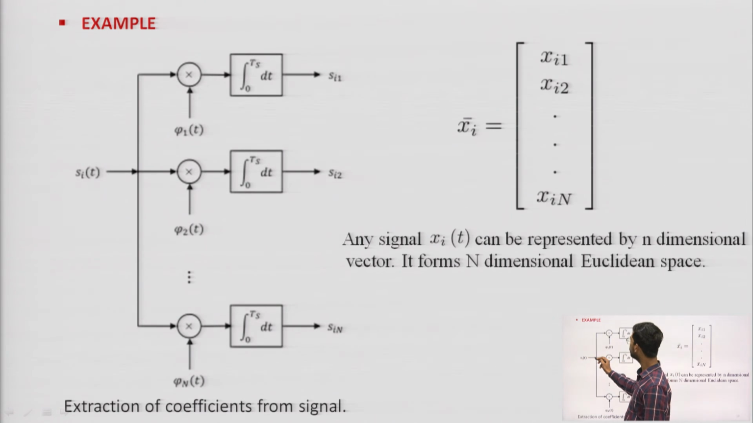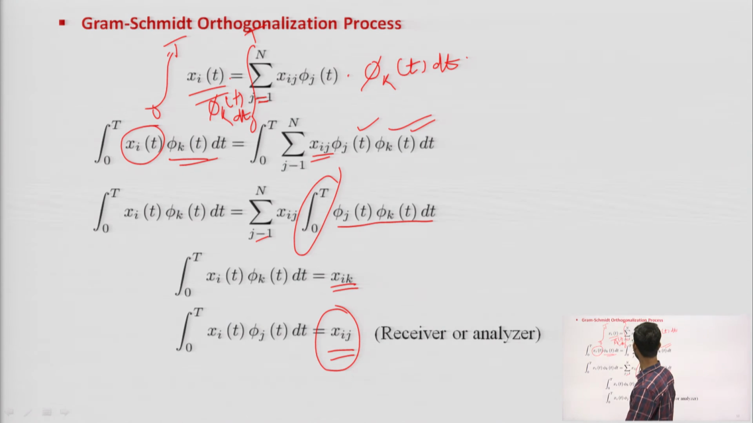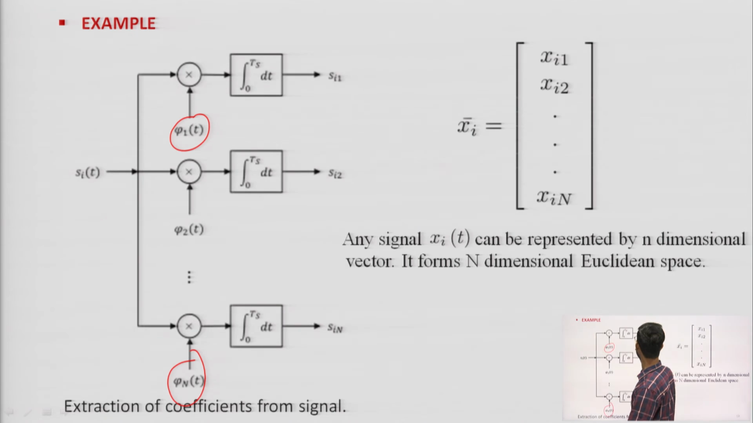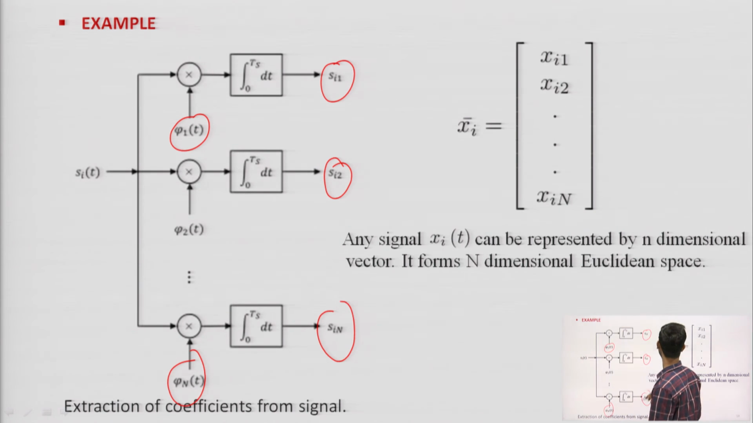The Si t is coming from the transmitter side, then multiplied by phi 1 t up to phi n t, then integrated from 0 to Ts dt. Now I will get Si1, Si2 up to Sin, or I can write Xi bar equal to Xi1, Xi2 up to Xin. Instead of Si, I have taken the X term.